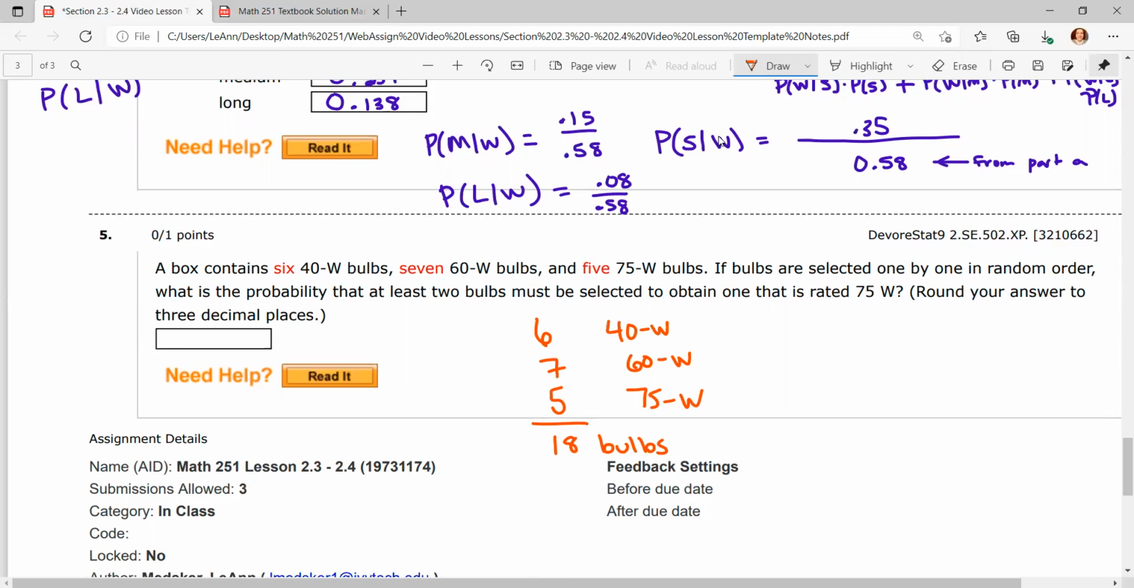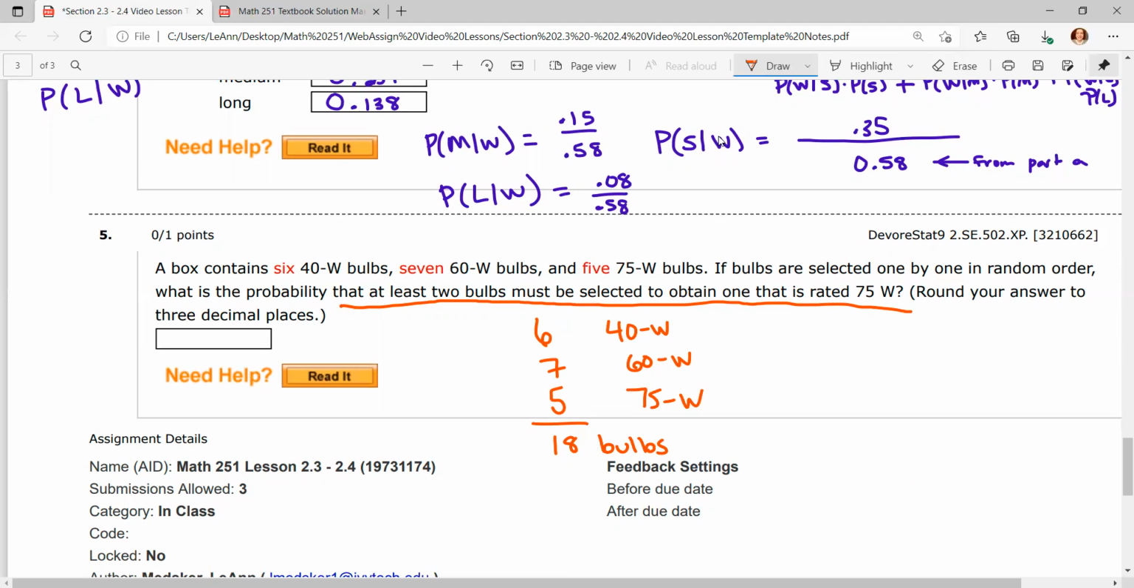If bulbs are selected one by one in random order, what is the probability that at least 2 bulbs must be selected to obtain one that is rated 75 watts? Okay, well, what they're asking for is essentially you're having to pick one of the other bulbs before you pick the 75. And that can get really complicated because it's like, well, what if I pick the 40 first versus what if I pick the 60 first? And then we'd have to go through, and then a 75.